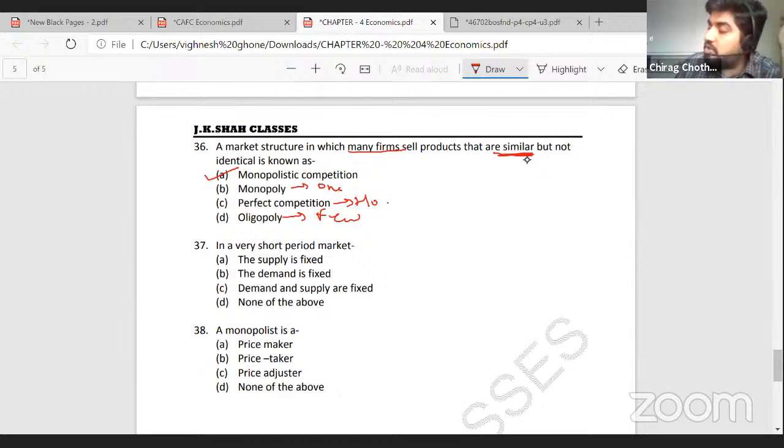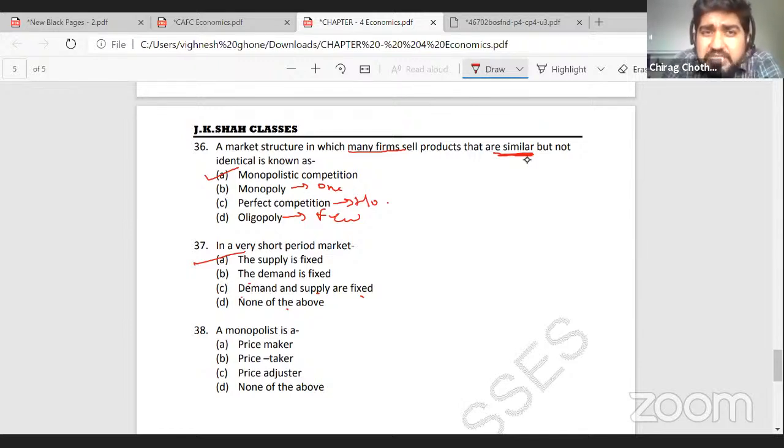Next one, in a very short period market. Now, what happens in case of a very short period market? The supply is fixed, demand is fixed, demand and supply both are fixed, none of the above. The correct option would be supply is fixed. Why, students? If you remember, in market categories, I told you four things: very short period market, short period market, long period market, and very long period market. Now, in case of a very short period market, you do not get an opportunity to change the supply. Demand can change at any given point of time, my friends. Please remember, while we were understanding elasticity of demand as well, we understood that in short run, demand remains inelastic, but it is relatively inelastic. It cannot be perfectly inelastic.